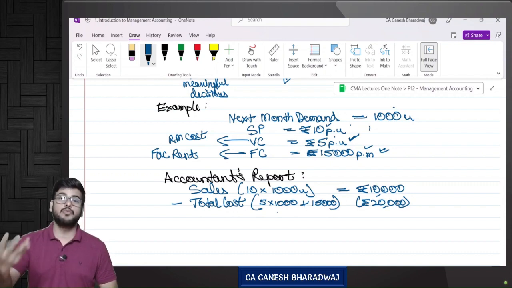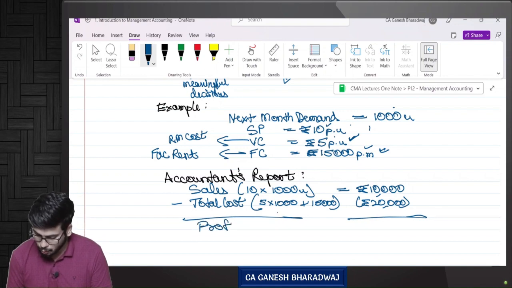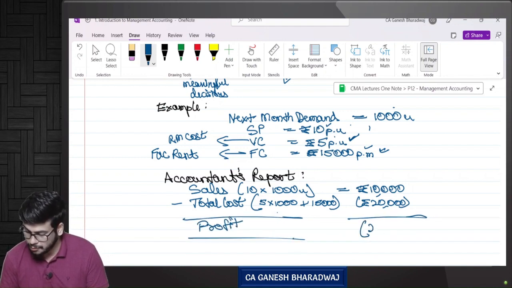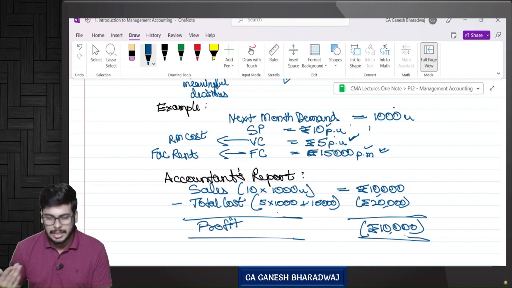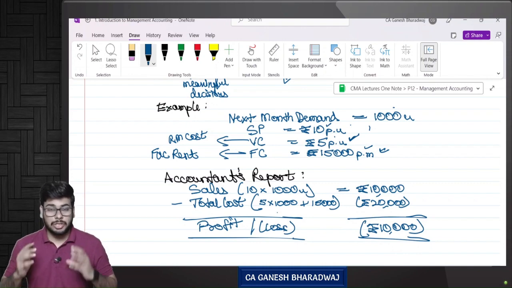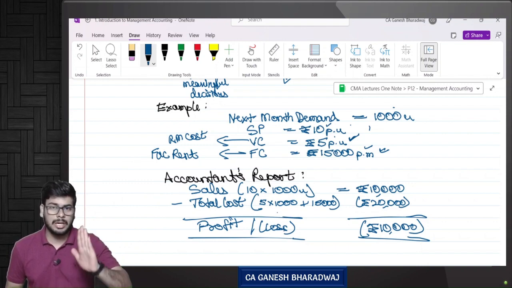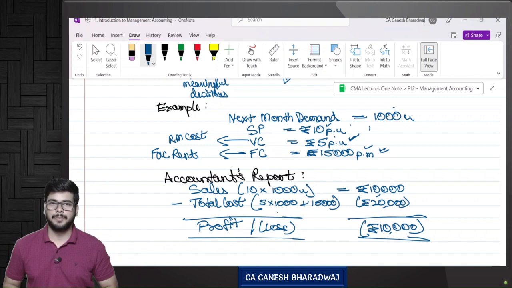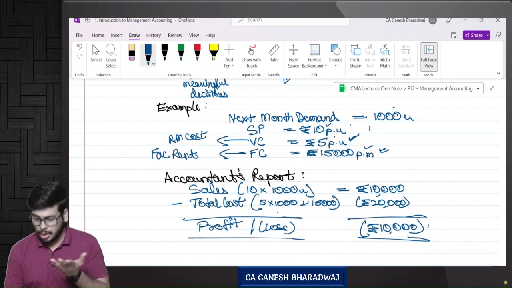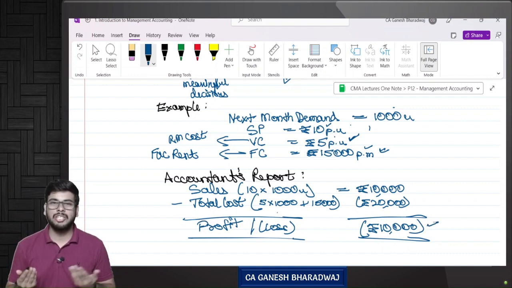So if I continue my production in the next month, what will be my total profit? The profit will be negative 10,000. So negative profit means there will be a loss, or if you want, I can write within brackets, loss. So suppose you are a normal accountant, not a management accountant, and you were asked to advise the managing director. You will say, no sir, next month keep it shut down. Why? Because if you keep your factory open, produce 1,000 units and sell them, you will be incurring a loss of 10,000 rupees.